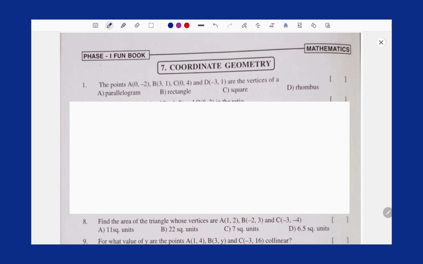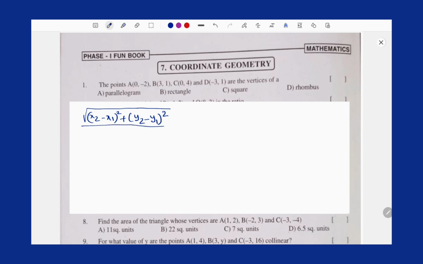Coordinate geometry fun workbook. Now see the first bit: the points A, B, C, D are the vertices of a quadrilateral. You know that already, the distance formula. So what is the distance formula? Root over (x2 minus x1) whole square plus (y2 minus y1) whole square. So this is the distance formula.